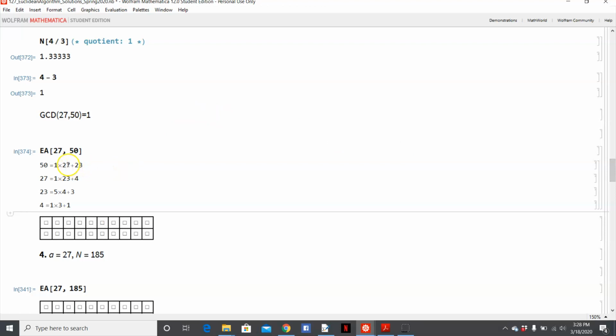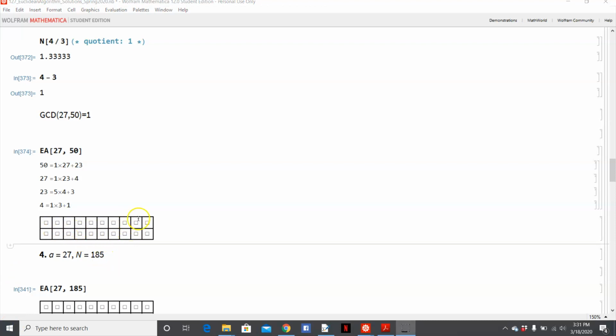Again, we divided by 27, we got a remainder of 23, divided by 23, got a remainder of 4, divided by 4, got a remainder of 3, divided by 3, got a remainder of 1. So now we can complete our Euclidean table. Now we need to make the Euclidean table.